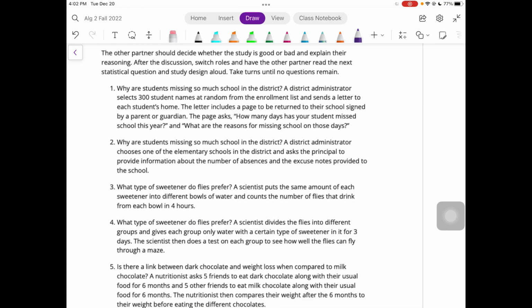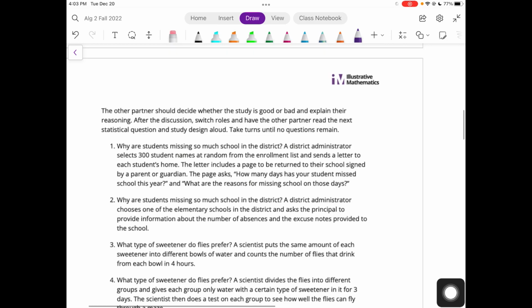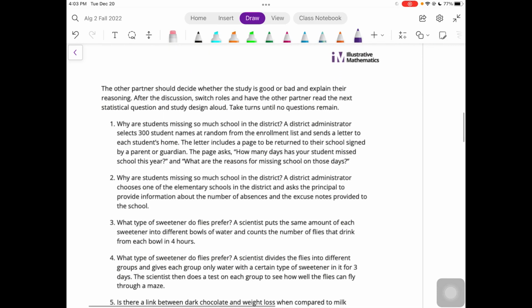And so we're trying to decide, first of all, whether the study is good or bad, and determining what type of study it is, okay? And in this case, they're asking questions to collect data. So that is going to be a survey. And I believe, I'll try to color code this. So it's a survey.